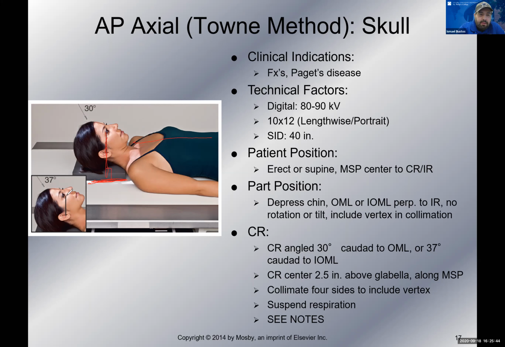Goes from the infraorbital margin to the EAM, right? So that line can now become perpendicular to the image receptor. So again, if the patient cannot flex to bring that OML directly perpendicular, we can lessen the flexion to bring the IOML perpendicular to the image receptor. Now, if we do that, we have to remember that there is a 7 to 8 degree angle difference between the OML and the IOML, right? And that's going to be important for the rest of our position.